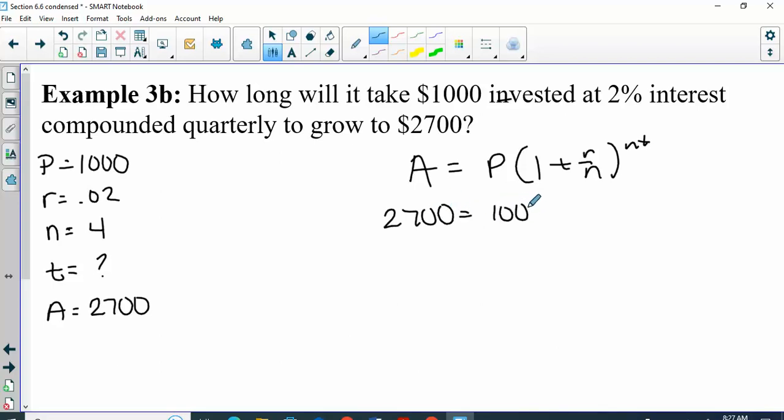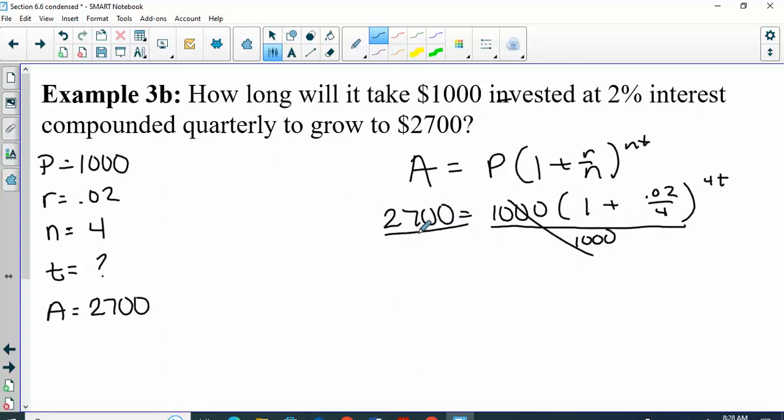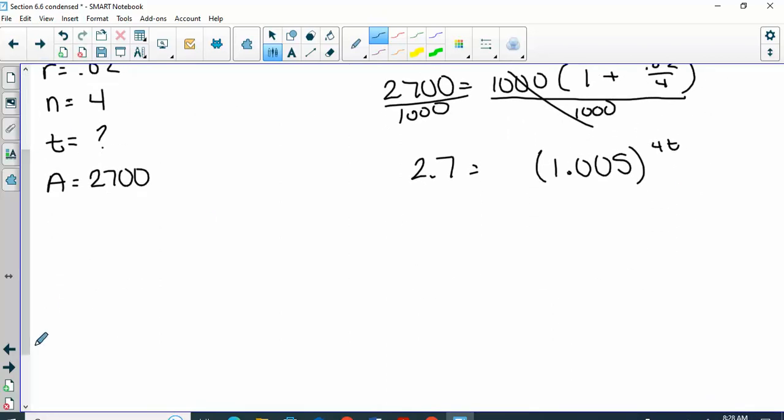Do we have to write that all out? No. Just at least show me how you're plugging things into your formula. So at least write this line for me. So then what do we do? Divide by 1,000. And you get? 2.7. All right, let's go ahead and do 1 plus 0.02 divided by 4. That's 1.005 to the 4t power. Now what?